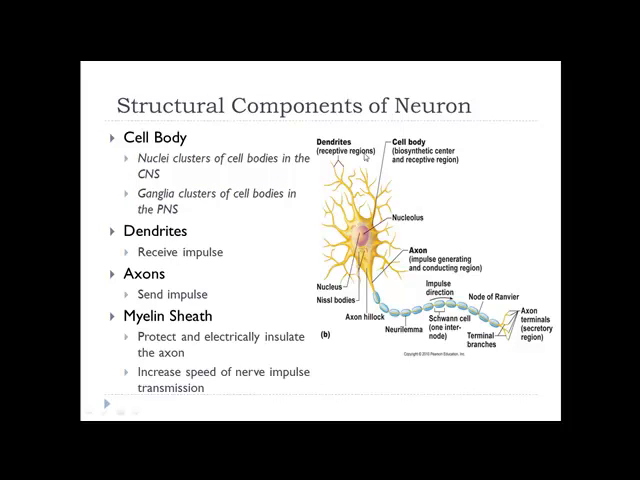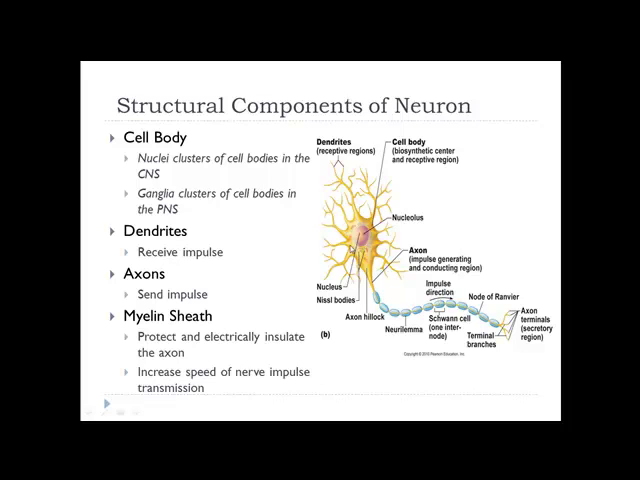So here's our neuron right here. It's going to have some parts. It'll have its cell body, aka the soma. It'll have dendrites, which are these little short appendages coming off. It'll have an axon hillock, which will attach to an axon. And the axon will be covered by a myelin sheath.